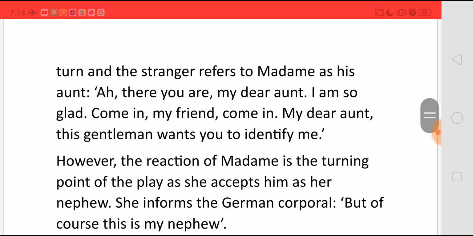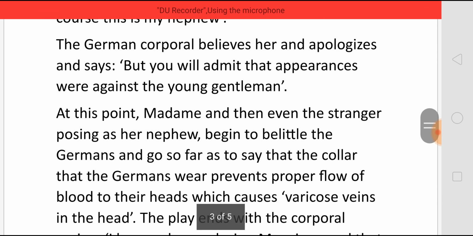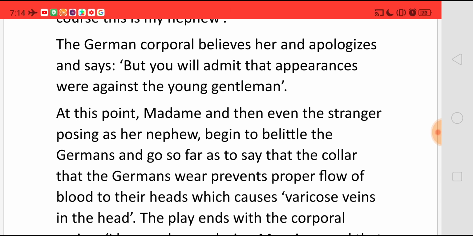The stranger refers to Madam as his aunt. "Ah, there you are, my dear aunt. I am so glad. Come in, my friend, come in. My dear aunt, this gentleman wants you to identify me." However, the reaction of Madam is the turning point of the play, as she accepts him as a nephew. She informs the German corporal, "But of course, this is my nephew." The German corporal believes her and apologizes and says, "But you will admit that appearances weigh against the young gentleman."